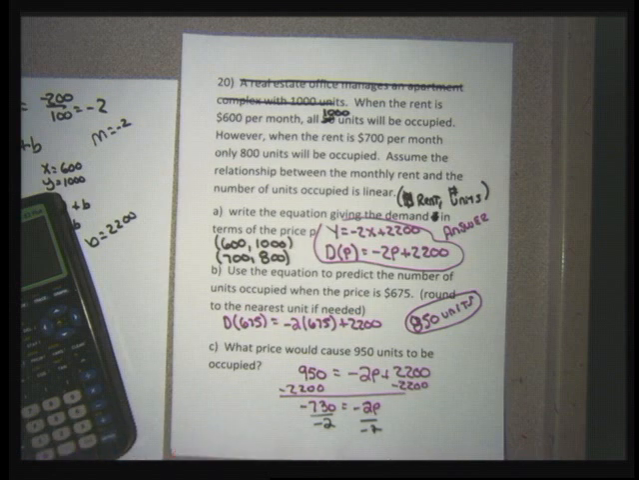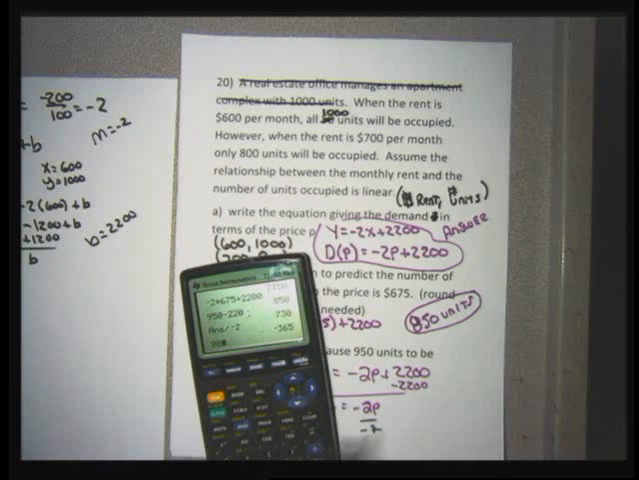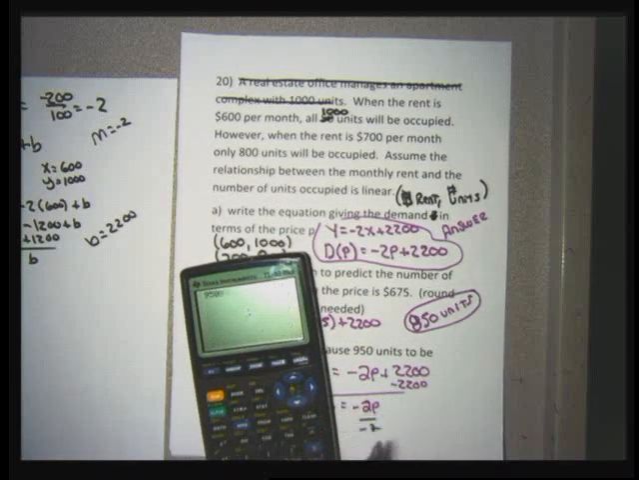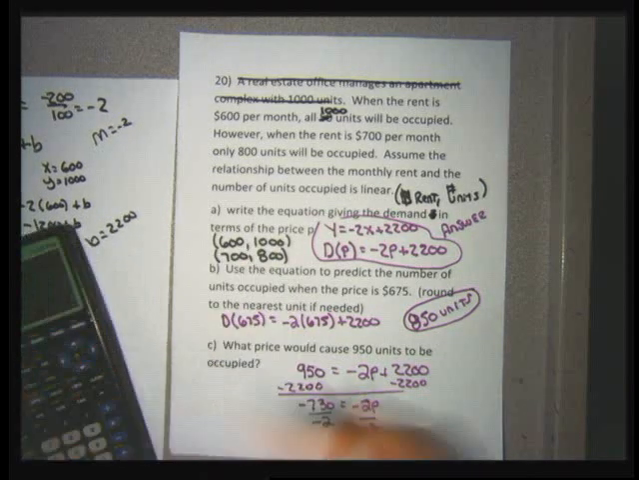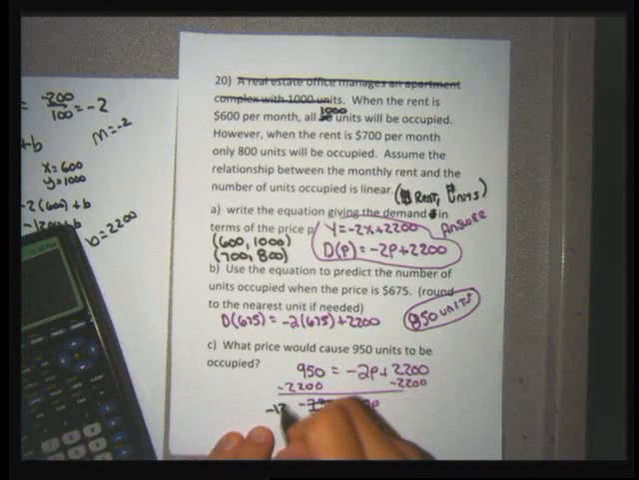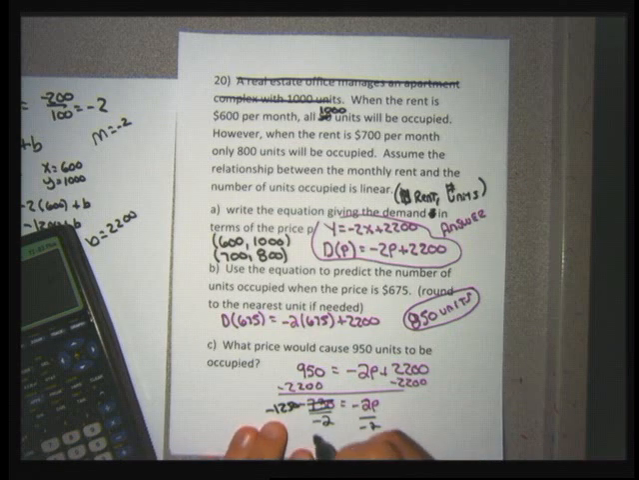And I get 365. So the price that would cause 950 units to be occupied... That's not right. I messed up. 950 minus 2200 was supposed to be minus 1250. This right here should be minus 1250. I can't use my calculator right. And when I divide by 2, I get 625. So this is going to give me 625 equals P.